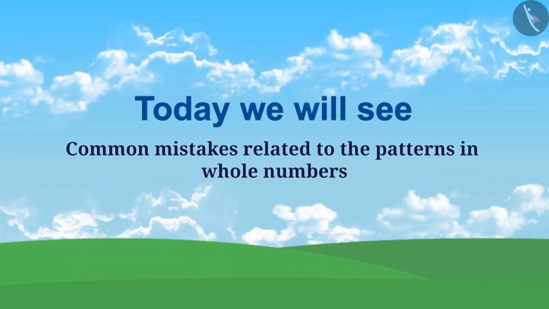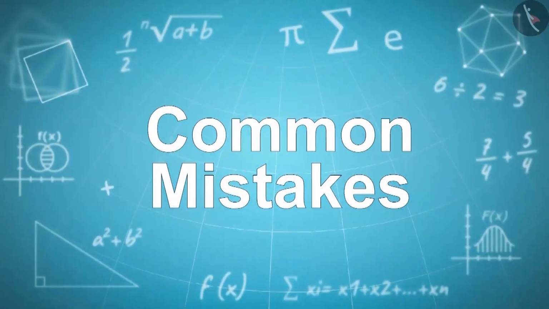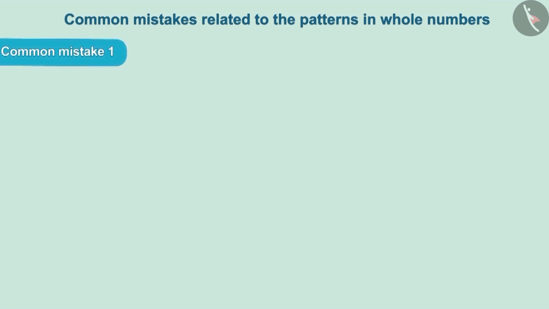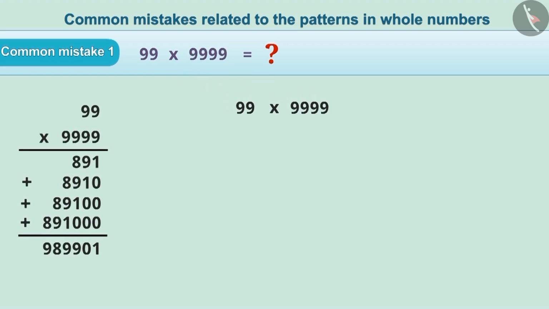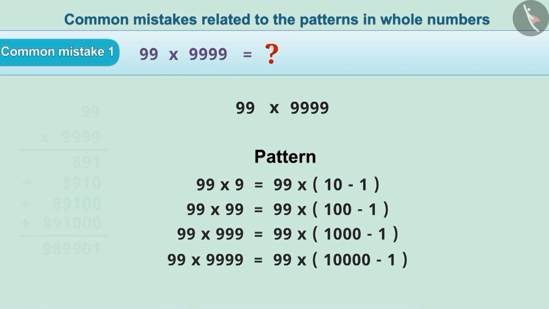Today we will see some common mistakes related to patterns in whole numbers. Common mistake 1. 99 multiplied by 9999 is equal to? To solve this question, we often multiply the given numbers. It can be easily solved with the help of patterns. But it is difficult to multiply 99 and 9999.